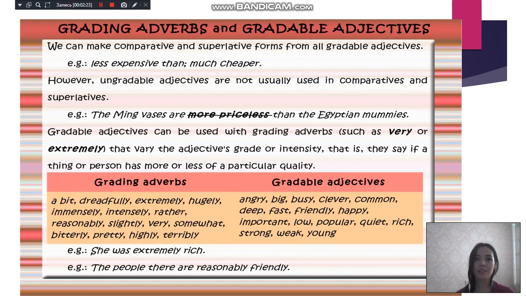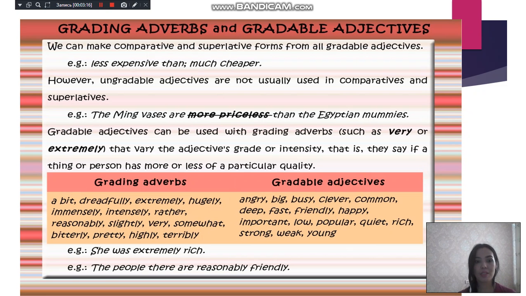We can make comparative and superlative forms of all gradable adjectives. For example, it's expensive, more expensive, less expensive. However, ungradable adjectives are not usually used in comparative and superlative forms. Look at this example. The Ming vases are more priceless than the Egyptian mummies. This is wrong, because here instead of more priceless we have to use just the word priceless, because it is a non-gradable adjective. Even when we are comparing, we cannot use the comparative form of this adjective.